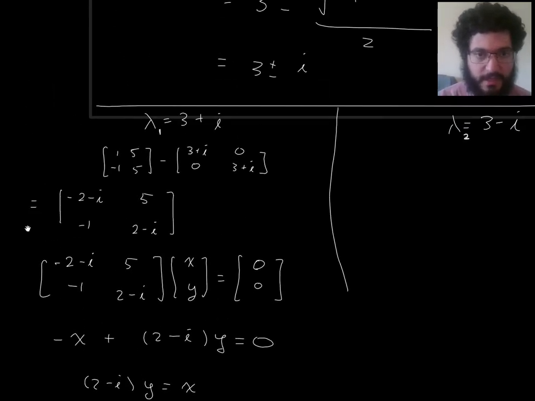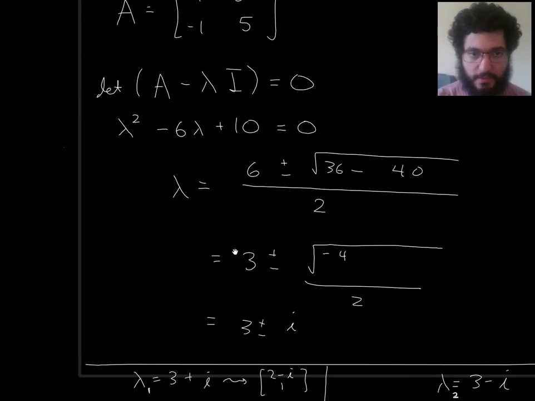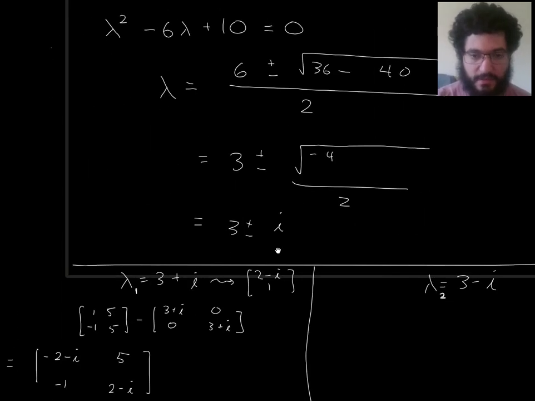All right, so there's my first eigenvalue-eigenvector pair. 3 plus i goes with the eigenvector (2 minus i, 1). By the way, it should be very easy to check your work when you're doing this. It should be that when you apply this matrix to the vector (2 minus i, 1), you really get 3 plus i times (2 minus i, 1).